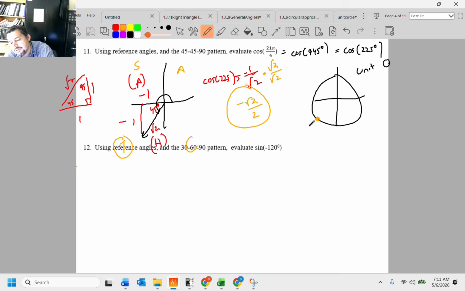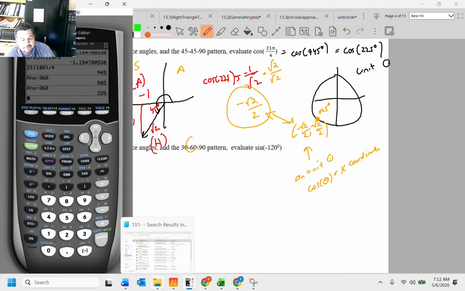Now, I mentioned the unit circle. Here's 225 degrees. The ordered pair there is negative root 2 over 2, negative root 2 over 2. I said that backwards, but that's the pair. On the unit circle, the cosine of an angle is the x-coordinate. You'll see that they match.